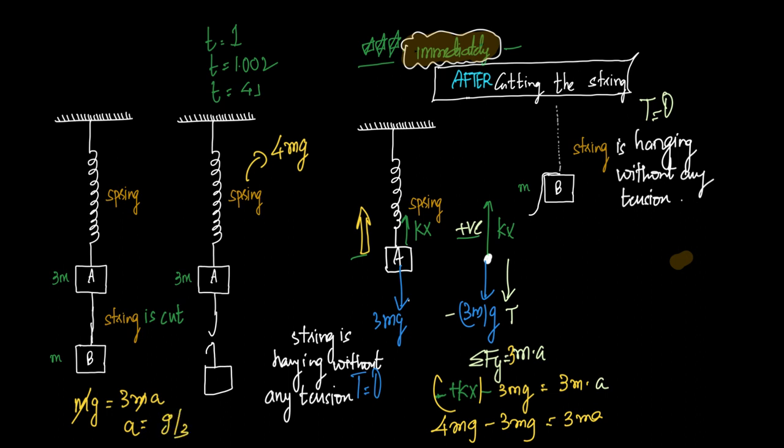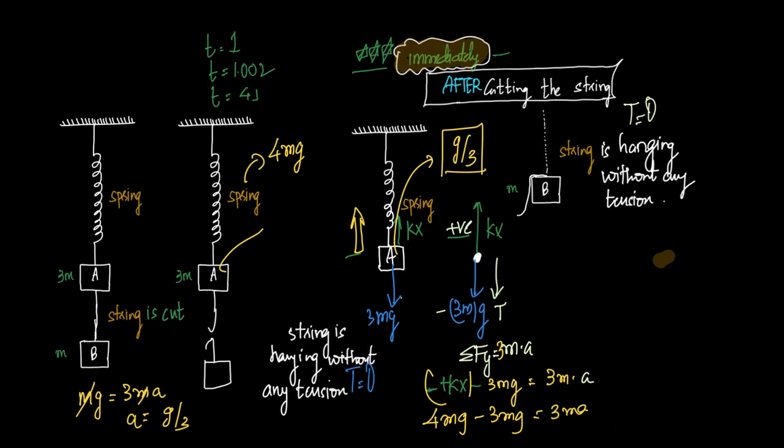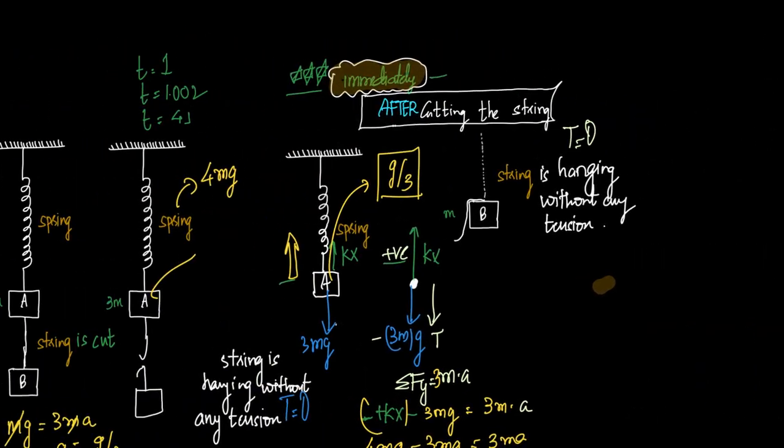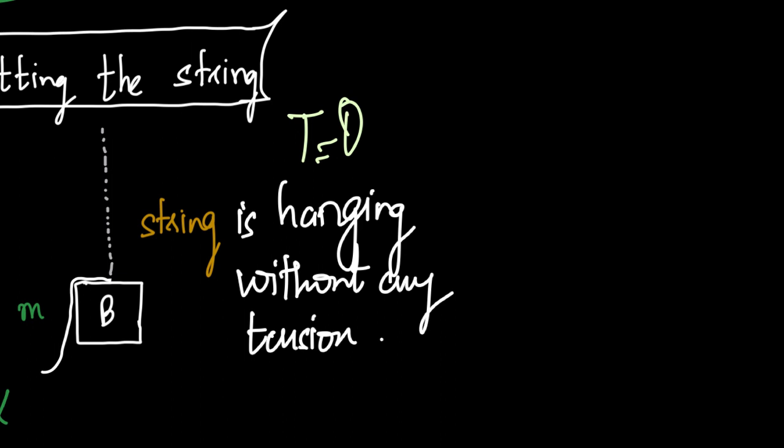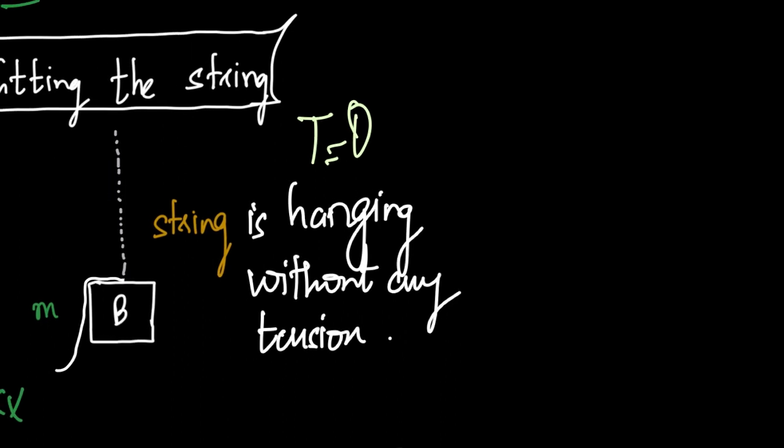Therefore, this body A will move up with an acceleration of g by 3. Now, let us see the case of B also. If you draw the free body diagram of B, earlier what was acting there? Tension was acting. That tension is now 0. So the only force acting on B is m into g.